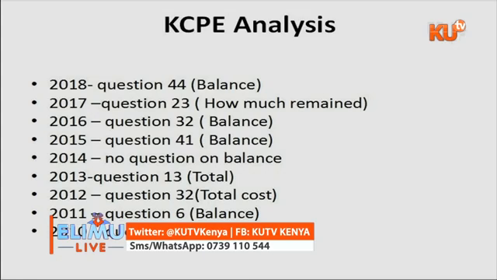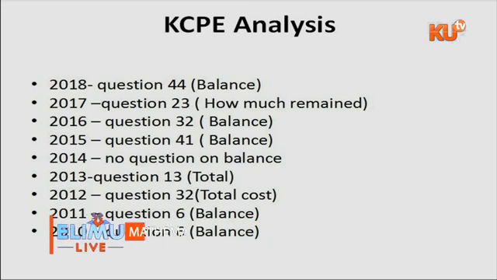2018, question number 44 was testing on balance. 2017, question number 23 tested on balance. That is, they asked how much remained. How much remained, that is the same as getting the balance. 2016, question number 32, they tested on balance. The same with the year 2015, question number 41, they also tested on balance.